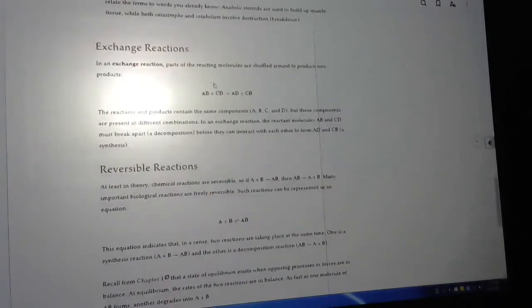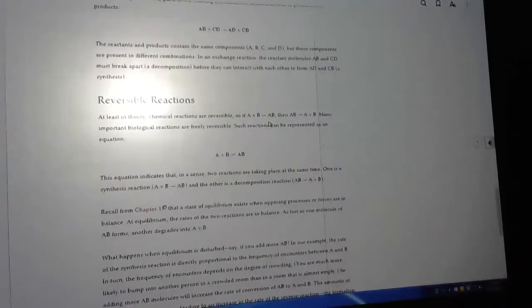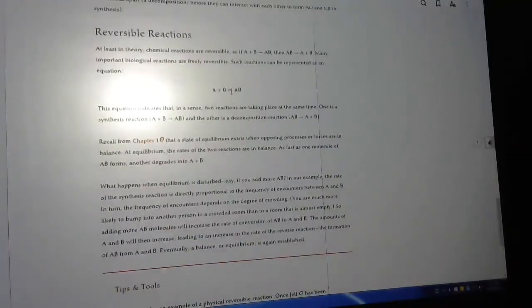All right, so this is showing you an exchange reaction. Of course, you can just follow the letters there for that. And then here's a reversible reaction. It's reversible by these arrows right here.